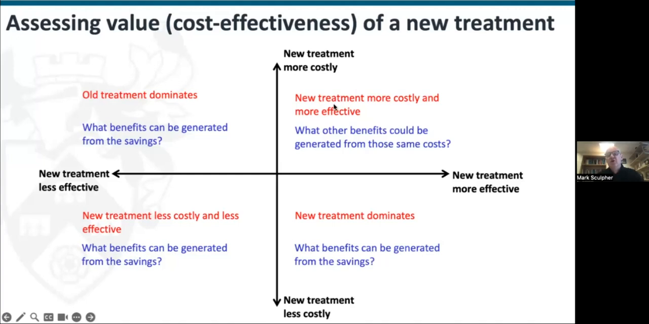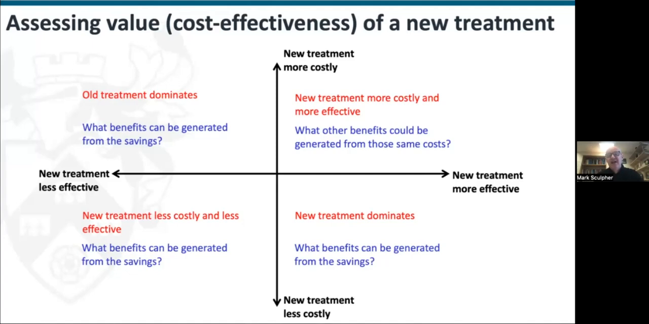The top right-hand quadrant is a very typical situation where we have a new treatment, often a proprietary drug, by which I mean a drug that has a patent. It has a manufacturer who is seeking to recover a return on their research and development investment. So the price is going to be as high as they believe they can charge in a healthcare system. But the hope is that they have generated sufficient evidence to indicate that that new drug is more effective than the existing or old treatment.